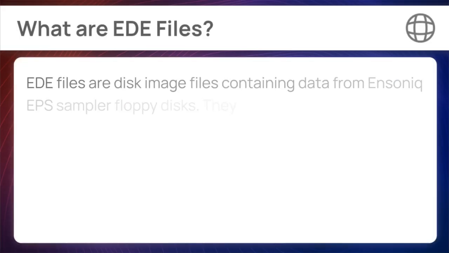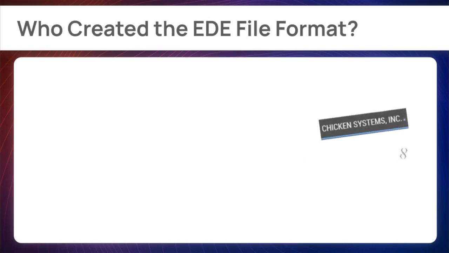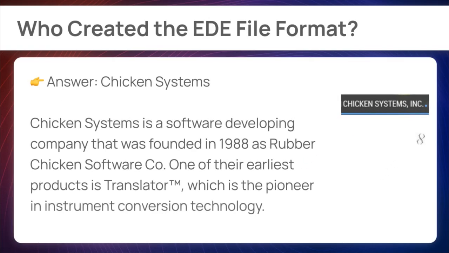EDE files are disk image files containing data from Ensoniq EPS sampler floppy disks. They preserve the contents of original Ensoniq sampler disks for use with hardware Ensoniq samplers via floppy emulators or with software emulators recreating the classic Ensoniq sampling environment for music production and preservation.